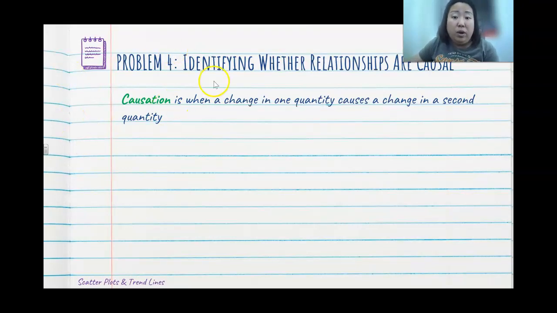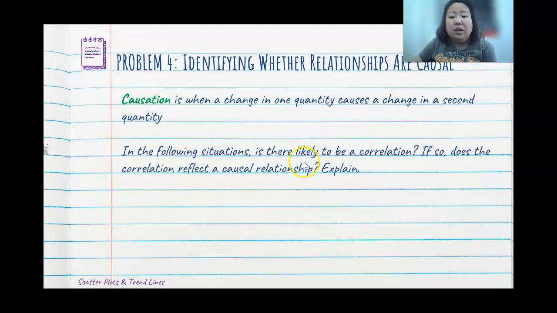So identifying whether relationships are causal, meaning if this happened, will it really be happening with this one? Okay, will this be an actual cause about this particular scenario? So causation is when a change in one quantity causes a change in the second quantity. Okay, so I have here some situations. Is there likely to be a correlation, and if so, does the correlation reflect a causal relationship? So will the first quantity affect the second quantity?